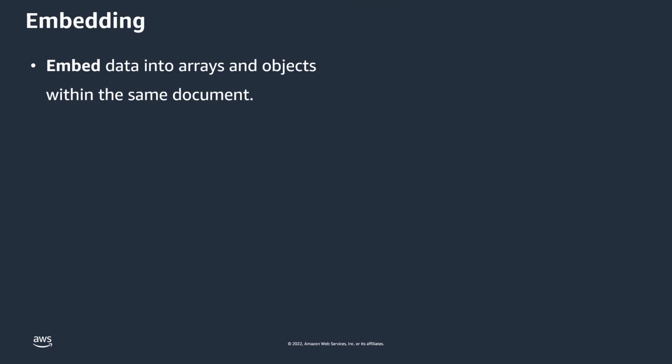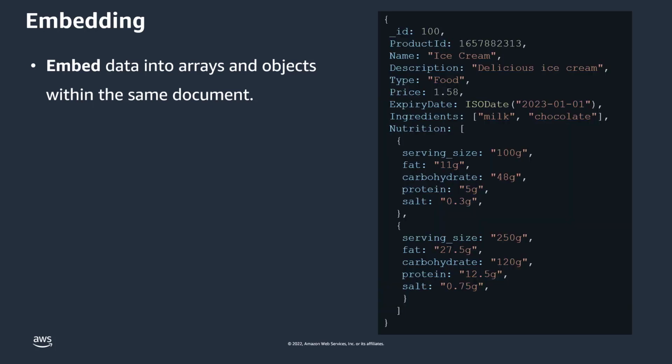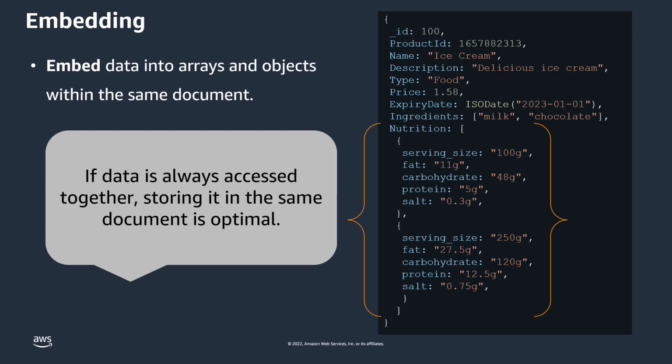Embedded means you store the data in arrays and objects, subdocuments, within the same parent document. This means documents are all stored under one collection, and whenever you retrieve the parent document, you also retrieve all its embedded documents. In this example, for this product, the application requirements state that the nutrition information must be on the product page. As this data is needed together, it makes sense to store the nutrition information in the same document. So the takeaway here is, if data is always accessed together, storing it in the same document is optimal.